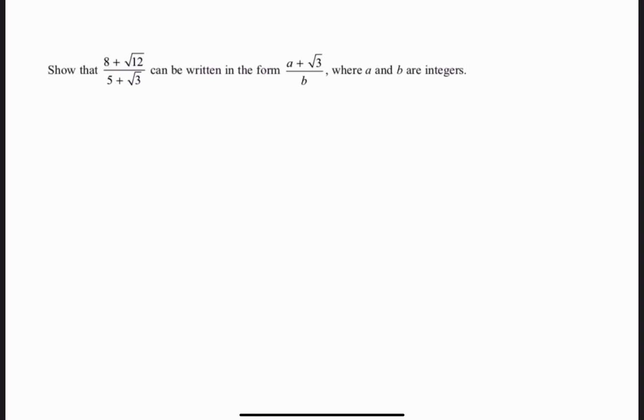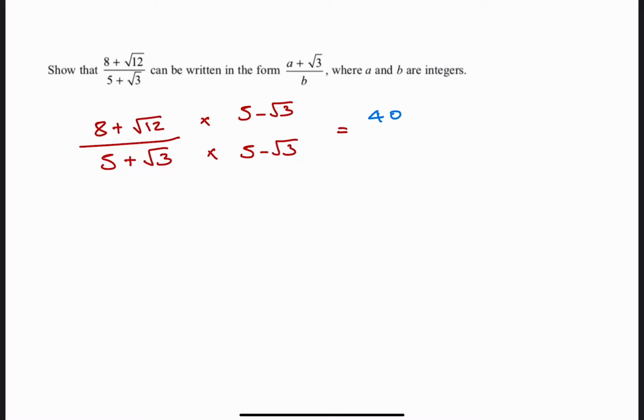Okay, so you're looking at surds and then you go to rationalize it. So (8 plus square root of 12) over (5 plus root 3). You would multiply it by the middle sign changed, so it's 5 minus root 3 and 5 minus root 3. If I multiply this one over here, that will give me 8 times 5, that's 40.